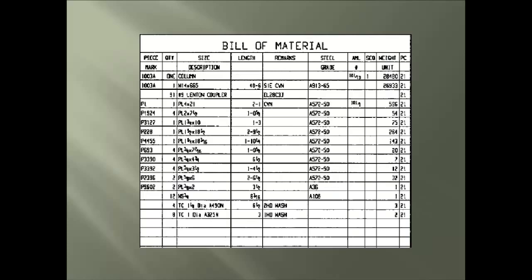Moving on with the review of the bill of material box, the next column is the quantity of the material. Here we see the width and thickness of the material. Now the material length is given. A remarks box is provided for any special notes. We find a steel grade column after that. And this area combines the subcontractor's notes and individual weight of material.